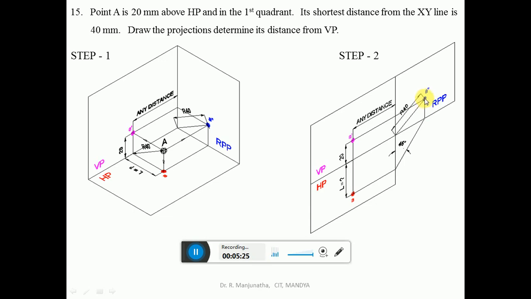Then draw a vertical projector from A double dash to this, so that this distance is above HP and this distance will be in front of VP. So this distance you got, and this distance will be the shortest distance. This will form a right angle triangle, wherein the hypotenuse will be this, which will be the shortest distance. Then draw a 45-degree line to this horizontal, so that this horizontal distance of in front of VP is transferred to the vertical distance of in front of VP.